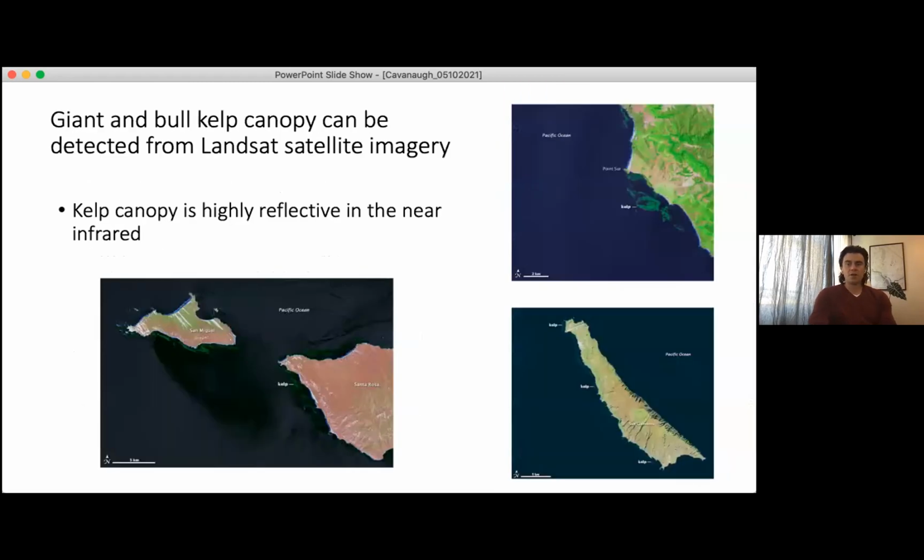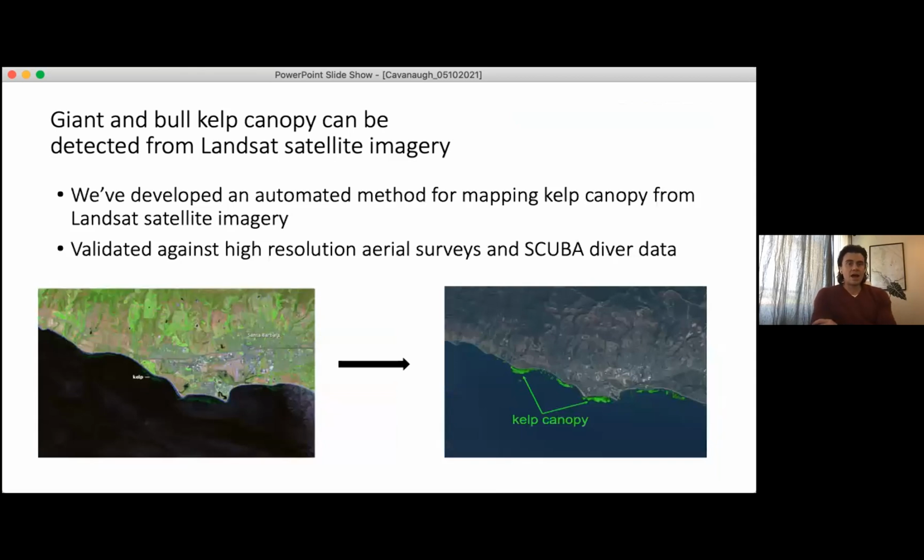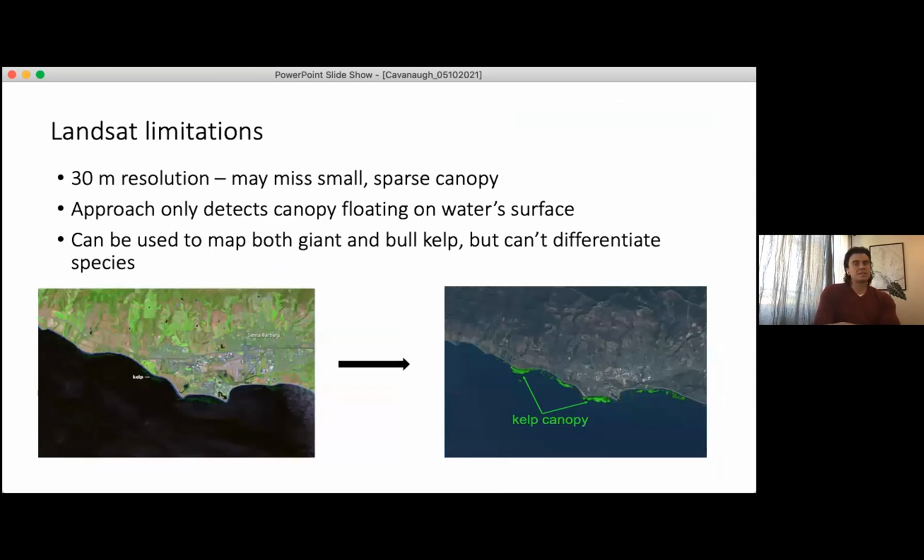We've developed some automated machine learning approaches to identifying kelp canopy from the Landsat imagery. I'm not going to go into details here, but I'll point you to some references, and I'm happy to talk afterwards with anyone who's interested in the methodological details. We validated our estimates using diver surveys of canopy area and biomass, and then a variety of high-resolution imagery, so aerial photos and UAV imagery. So it's well validated. I want to be clear about some of the limitations.